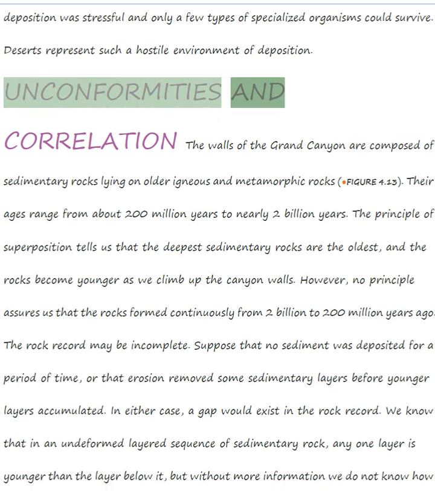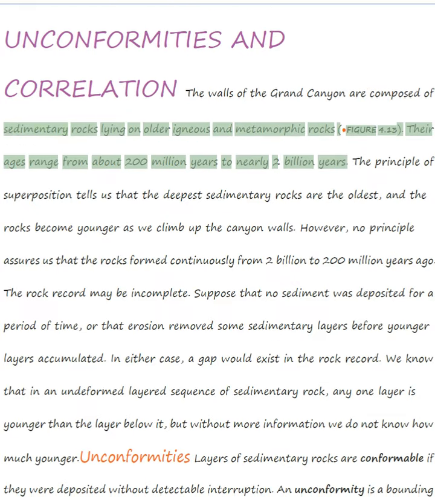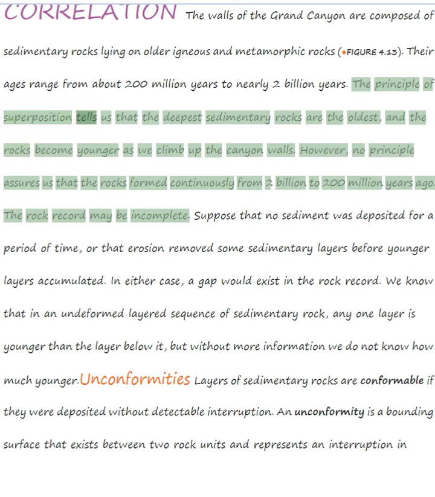Unconformities and correlation. The walls of the Grand Canyon are composed of sedimentary rocks lying on older igneous and metamorphic rocks. Their ages range from about 200 million years to nearly 2 billion years. The principle of superposition tells us that the deepest sedimentary rocks are the oldest, and the rocks become younger as we climb up the canyon walls. However, no principle assures us that the rocks formed continuously from 2 billion to 200 million years ago. The rock record may be incomplete.